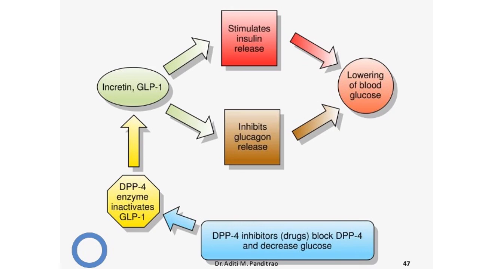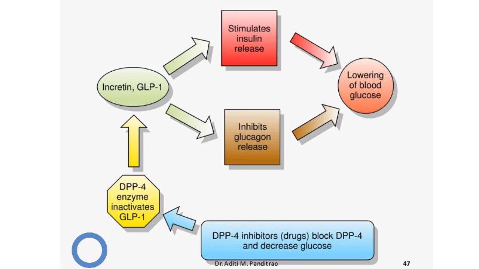This is the mechanism of action of DPP4 inhibitors. So DPP4 inhibitors block the DPP4 enzyme. DPP4 enzyme inactivates GLP-1. So when this enzyme is inhibited, there will be more GLP-1 and incretin. These GLP-1 and incretin stimulate the insulin release and inhibit the glucagon release. And both of these effects lower the blood glucose level.